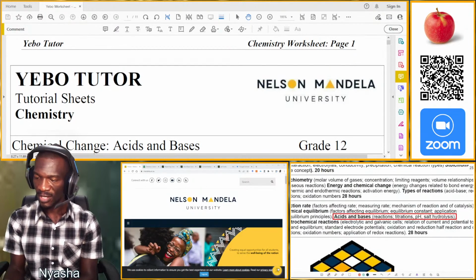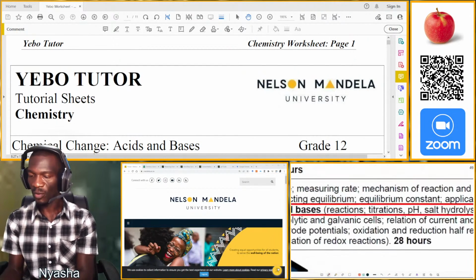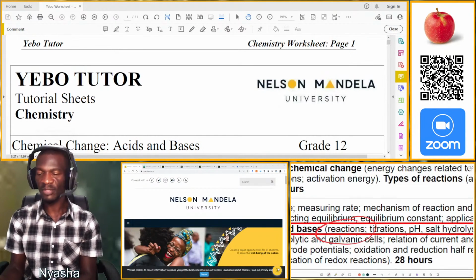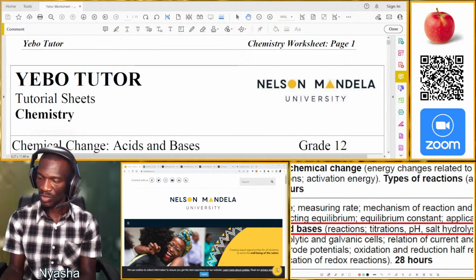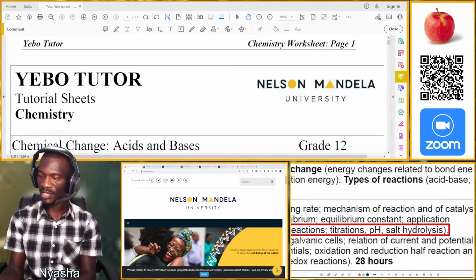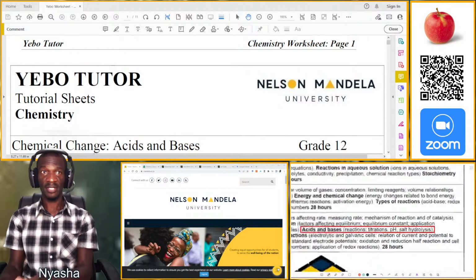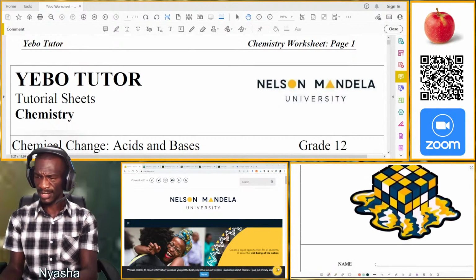Right, so acids and bases involve the following. You're looking at reactions between an acid and a base. You're looking at titrations, you're looking at potential hydrogen, pH, and then you're looking at salt hydrolysis. There are certain fundamentals, right?